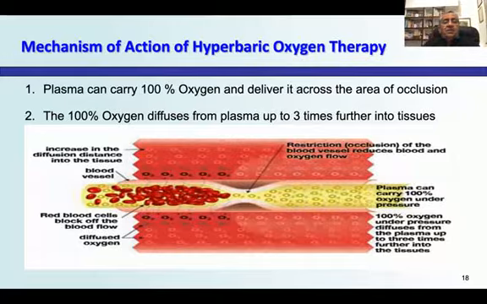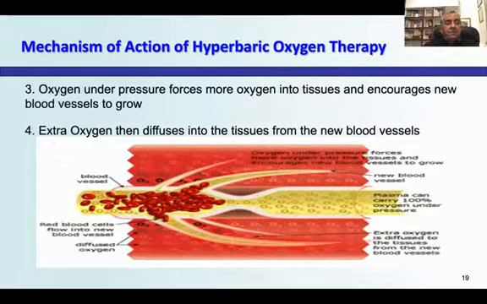Plasma normally carries 100% oxygen and delivers it across the area of occlusion. The 100% oxygen diffuses from plasma up to 3 times further into the tissues. So, what does hyperbaric oxygen do? It helps the oxygen to travel across even where blood vessels are restricted. This plasma can carry 100% oxygen under pressure, and 100% oxygen under pressure diffuses from the plasma into the tissues, and this helps the process of healing.